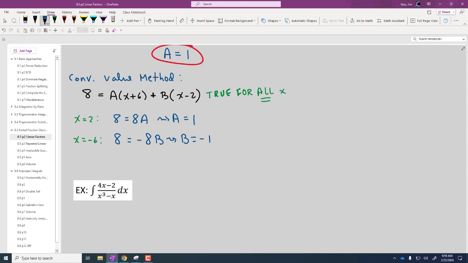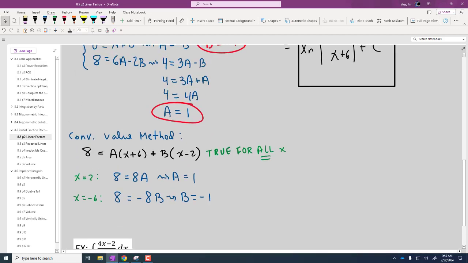So the convenient value method is super slick. We would just teach this method if it worked every single time, but there are times where you need the traditional method. If you're dealing with linear factors in particular, the convenient value method is very fast. So there's a equals 1 and b equals -1. It gets us back to the partial fractions really fast if you have that set up.